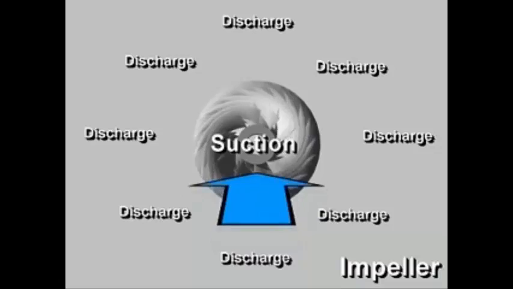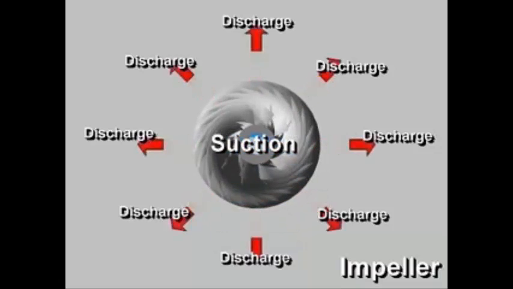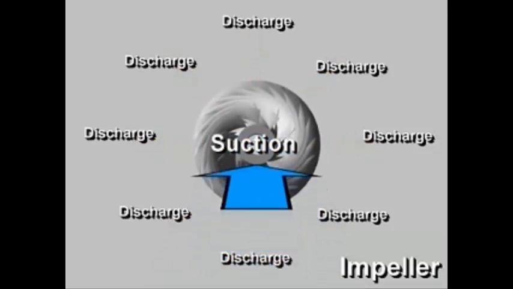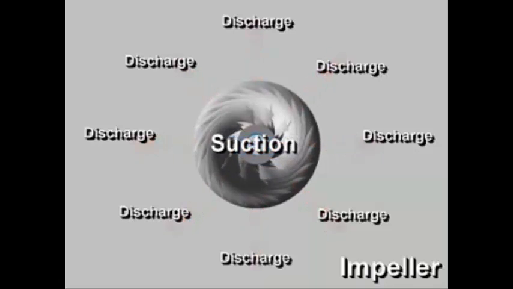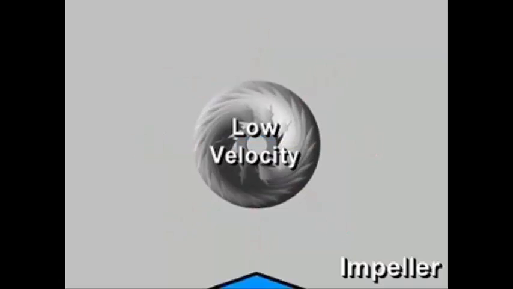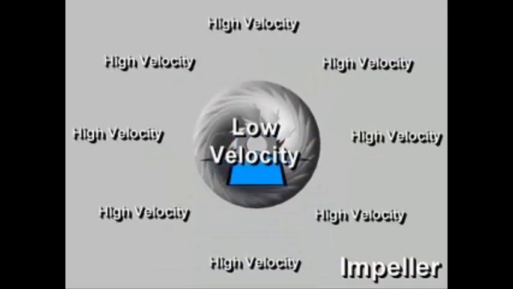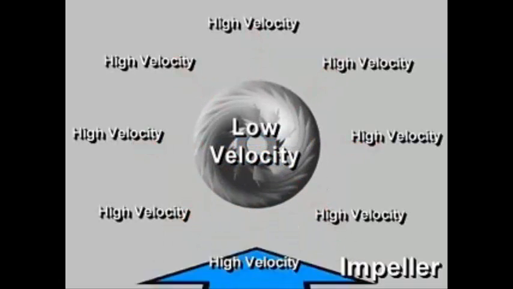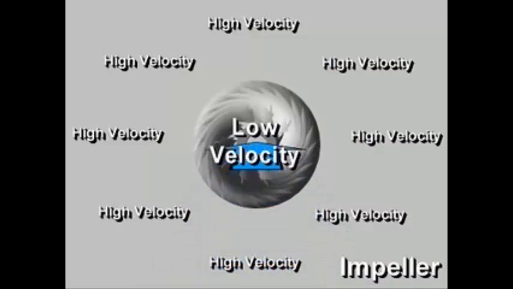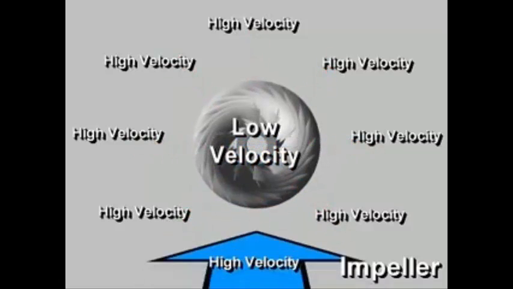As the impeller rotates, it moves refrigerant vapor from the suction opening in its center to the outer edge using centrifugal force. The vapor enters the suction at a relatively low velocity and leaves the outer edge of the impeller at a high velocity. This means that the impeller transfers its rotational energy to the vapor, but high velocity does not relate to high static pressure.